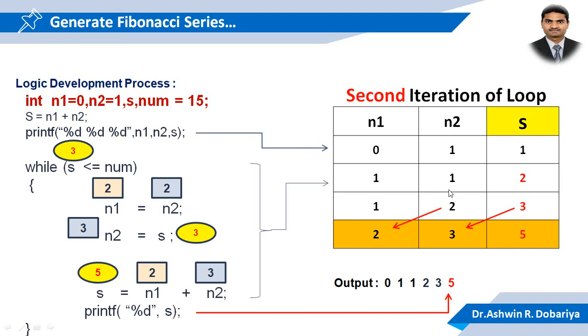Then again the latest value of n2 becomes n1, like n2 is assigned to n1. Then the latest value of s becomes n2, meaning s is assigned to n2. Now we have the latest values of n1 and n2, n1 plus n2, 2 plus 3, becomes 5. Then 5 will be displayed. Similarly, this loop will be executed until the s value reaches the input value.